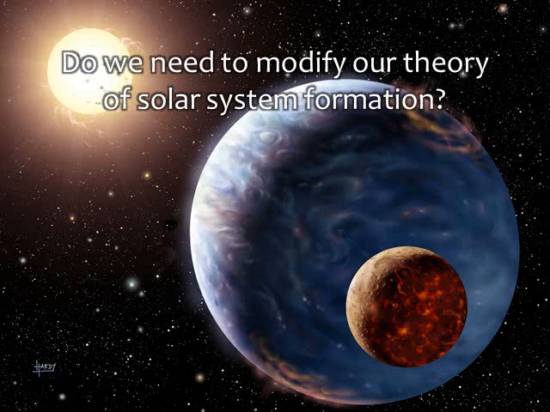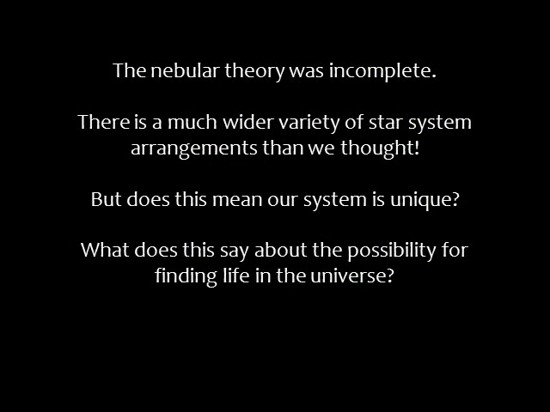Based on our observations of planets around other stars, it's worth asking the question, do we need to modify our theory of solar system formation? If we're right about the role of planetary migration, then the basic tenets of the nebular theory still seem to hold. But there are some mysteries. If anything, we've shown that the nebular theory was incomplete and in need of a few new features. A much wider variety of solar system arrangements now seems possible.